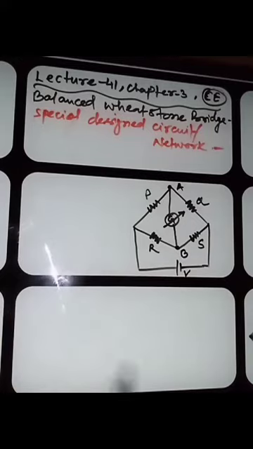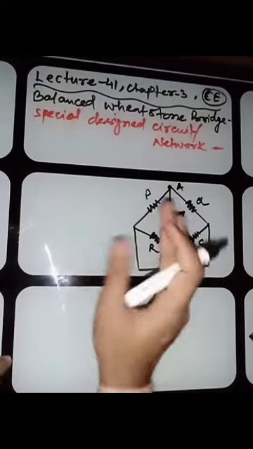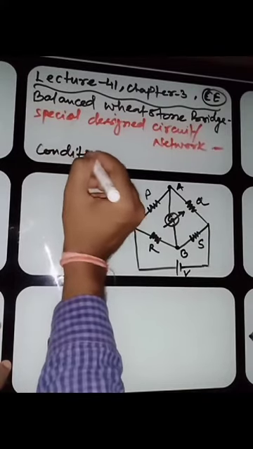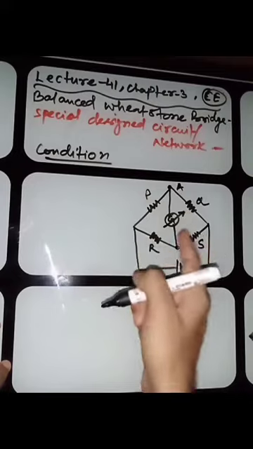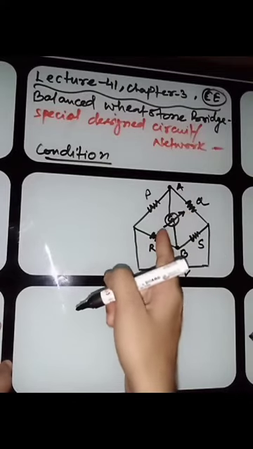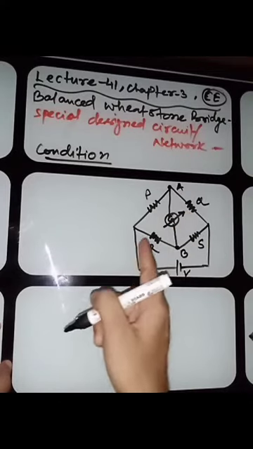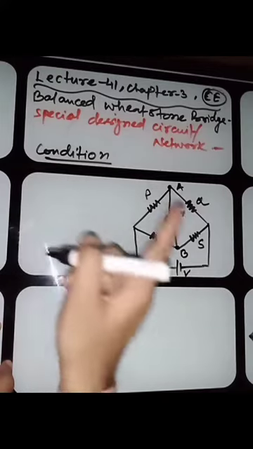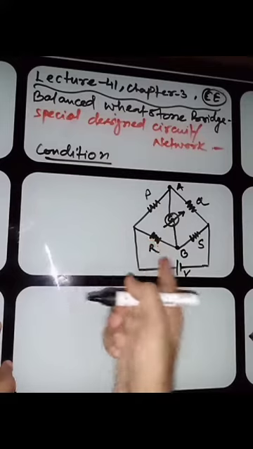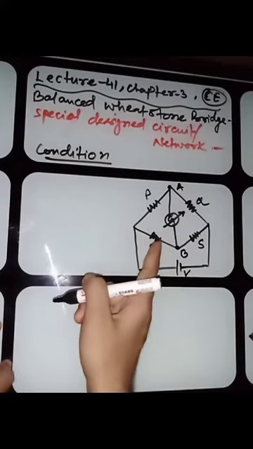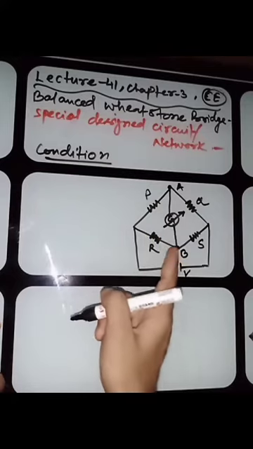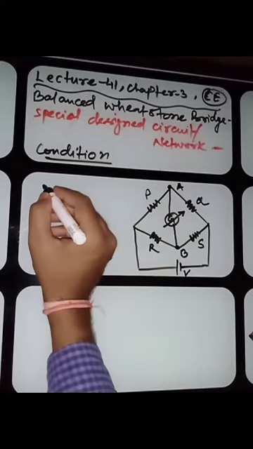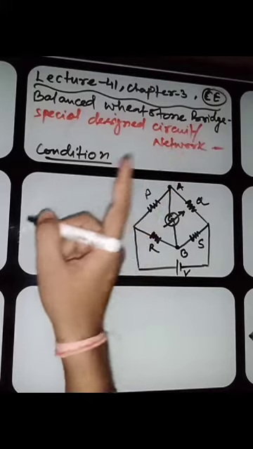Now, regarding this balanced Wheatstone bridge, we have a condition. What is the condition? If this bridge is balanced, then we have a condition. Remember, if it is not balanced, then this condition will not be satisfied. If this condition is satisfied by the circuit, then this circuit will be considered a balanced Wheatstone bridge. The structure of the balanced Wheatstone bridge you know very well; different types have been drawn in capacitive circuits.